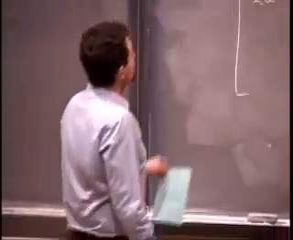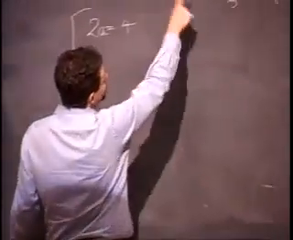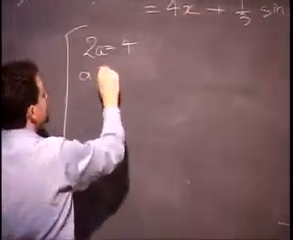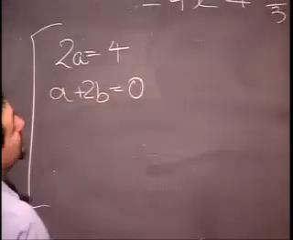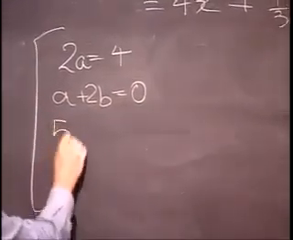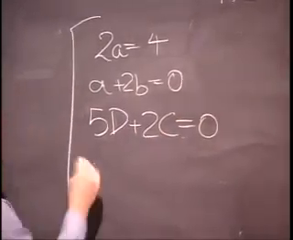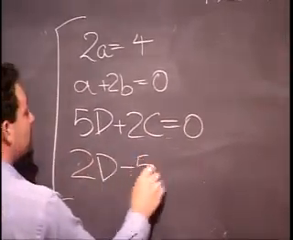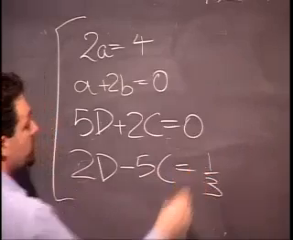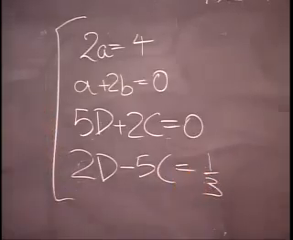Right. Okay, so if I want this to match, then I need the 2a to be equal to 4. I need that constant term, a plus 2b, to be equal to 0. I need the cosine term, 5d plus 2c, to be equal to 0. And I need the sine term, 2d minus 5c, to be equal to 1/3. See, I've just matched the coefficients, just like in partial fractions, of the different items there, some of which don't appear, so they're 0. The a plus 2b and the 5d plus 2c.